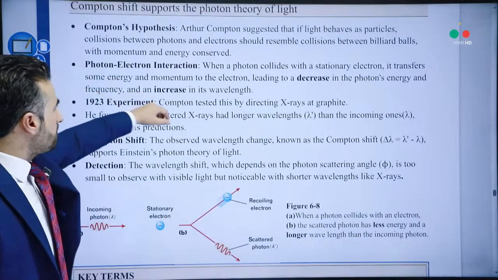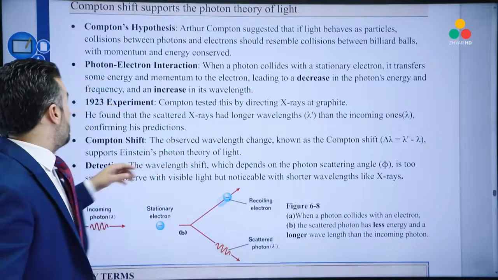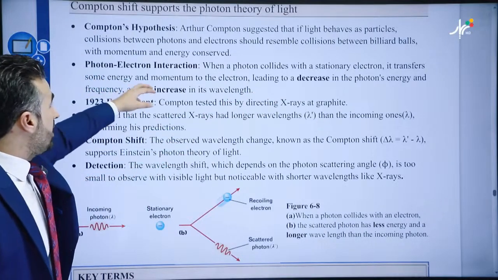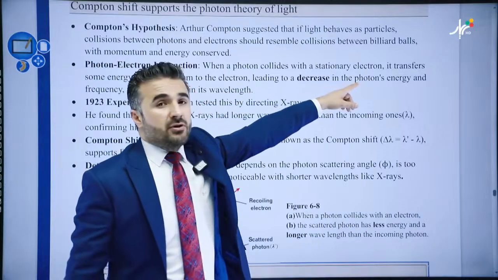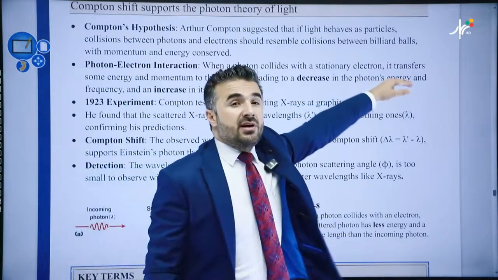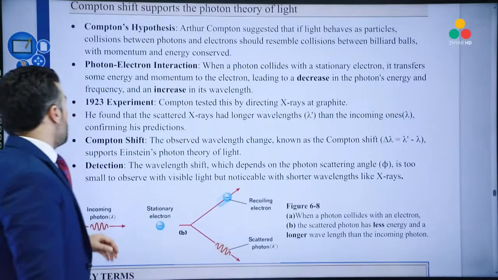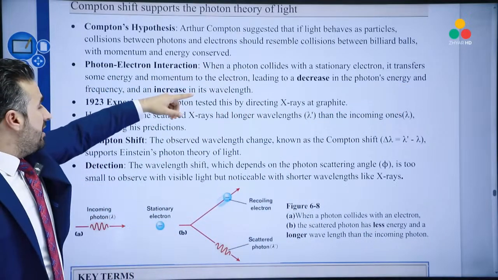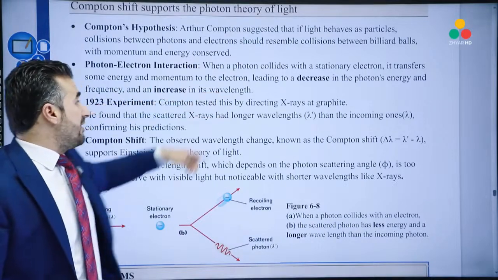Okay, so he said that basically when a photon collides with a stationary electron, it transfers some energy and momentum to the electron, leading to a decrease in the photon's energy. If the energy is decreased, the frequency decreases, but the wavelength will increase, okay? So the photon's energy and frequency decrease, but the wavelength increases.